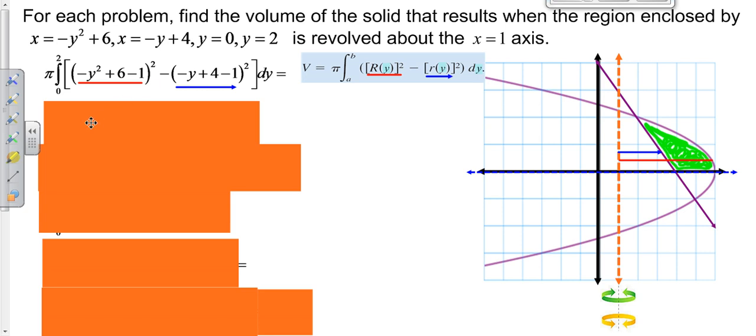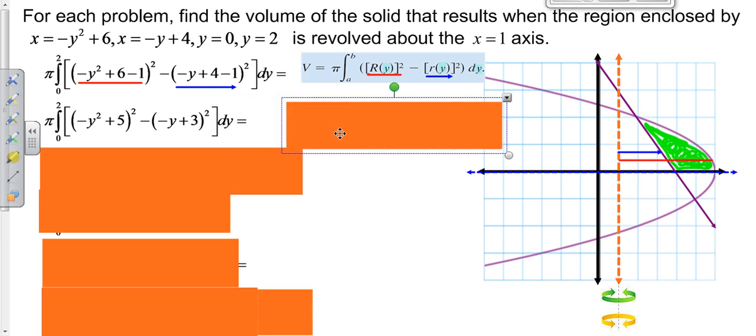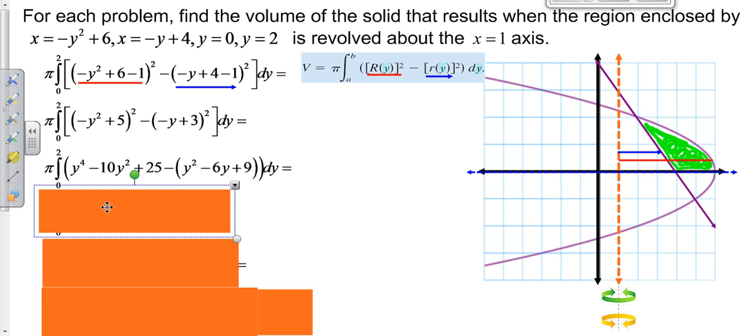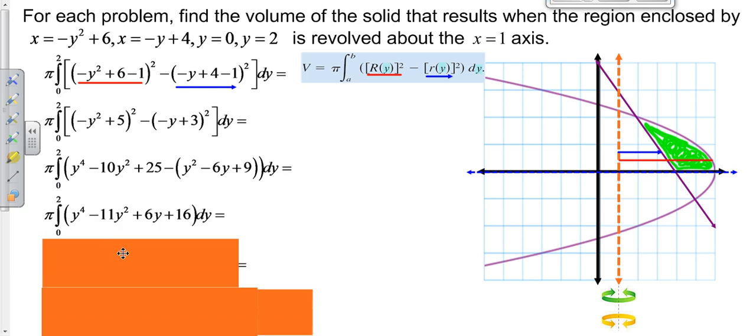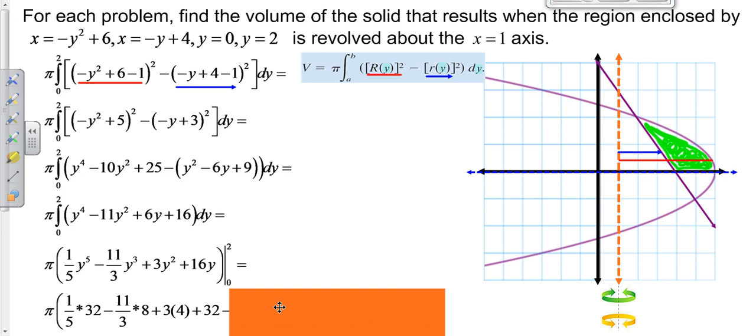So this does simplify down. We have our pi in front. First set of parentheses, 6 minus 1 is our 5. Oops, wrong one, sorry. There we go. And then we end up simplifying the second set of parentheses. To finish all this out, you'd have to just go ahead and FOIL this. Combine your like terms. Increase your exponent by 1. Plug in what you get when you put in 2. Subtract what you get when you plug in 0. And then you get 316 pi over 15.